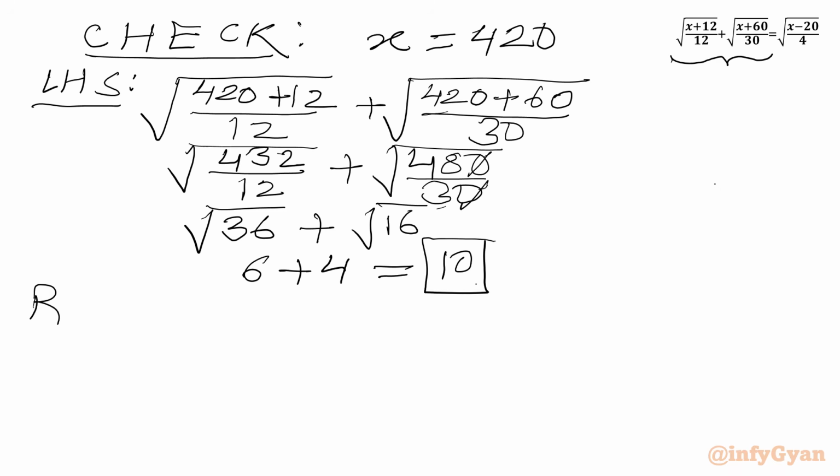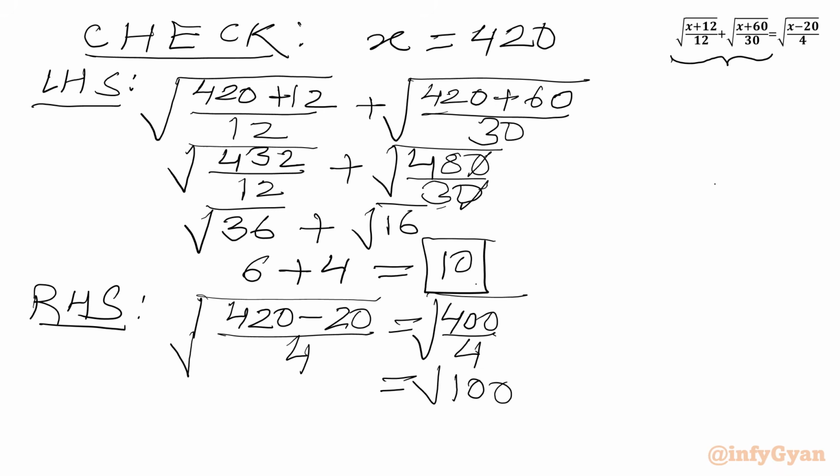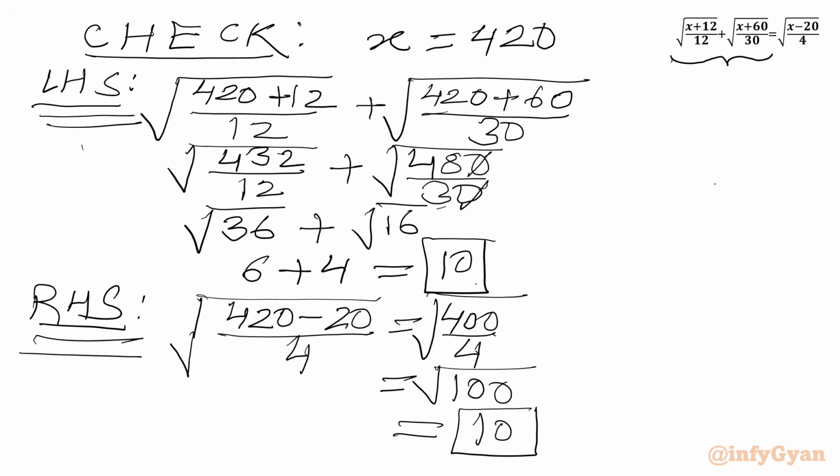Now it is the turn of finding the RHS at x equal to 420. So we will write here square root of 420 minus 20 over 4, which will be equal to square root of 400 over 4, which will be equal to square root of 100, and square root of 100 is 10. Left hand side is equal to right hand side. Hence our solution x equal to 420 is true and verified.